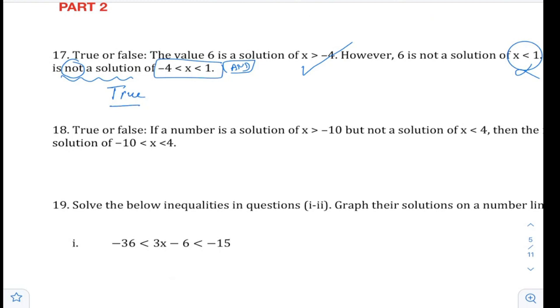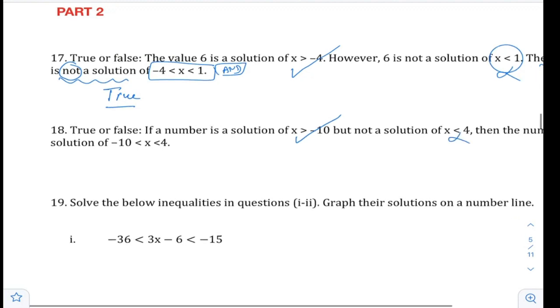Number 18. True or false? If a number is a solution of x more than minus 10, but not a solution of x less than 4, then the number is a solution. Now he's telling you that it is a solution. It is a solution of the "and" inequality. That means his statement is false.